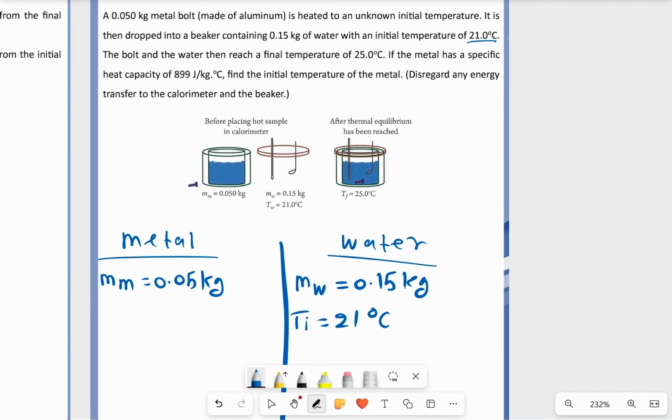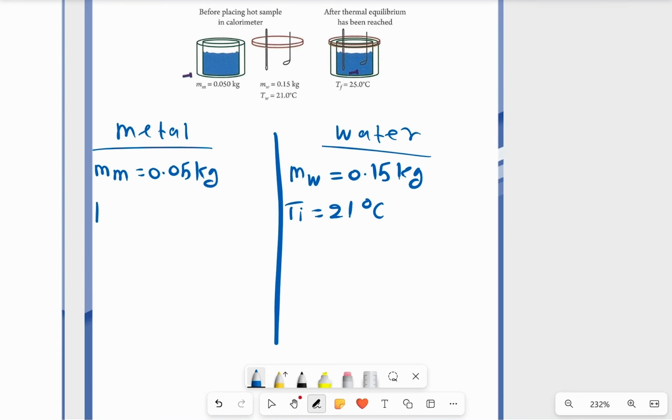The bolt and the water then reach a final temperature of 25 Celsius. Careful, it says the bolt, the metal bolt, and the water, they both have a final temperature of 25 Celsius. So what should I write here? I should write T final for the metal is equal to 25 Celsius, and also T final for the water is equal to 25 Celsius.